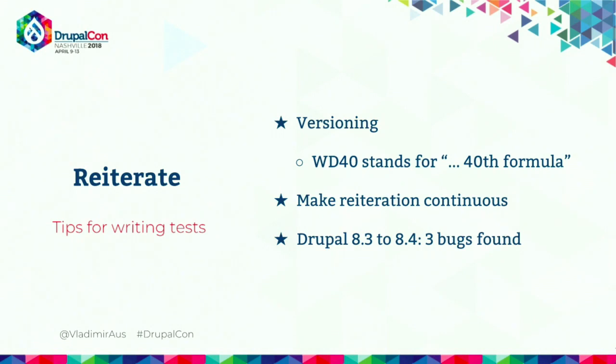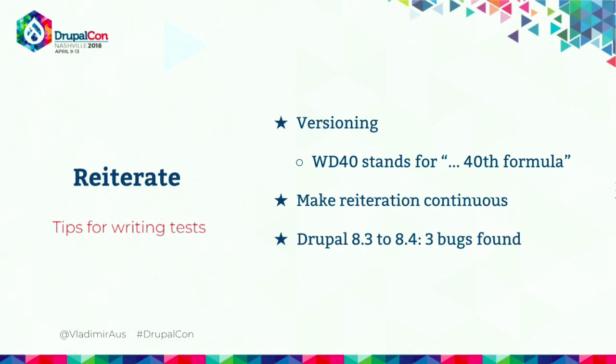Versioning is a very good reiteration. Do as many versions as you possibly can, I mean, in a sane sense. WD-40 is a good example I use. The 40 stands for the 40th iteration of the formula they produce. Make the reiteration continuous. That takes us to continuous integration, continuous delivery, which is not part of this topic, but it comes very, very close.